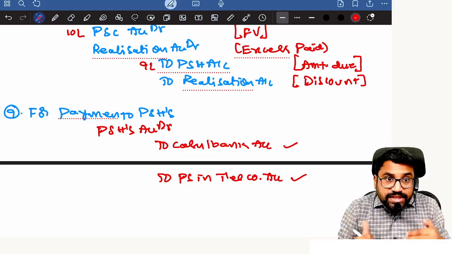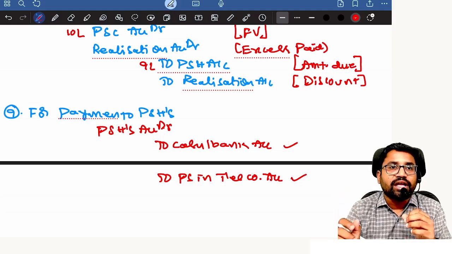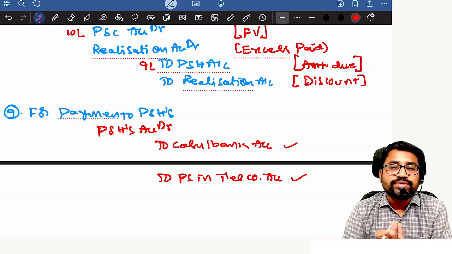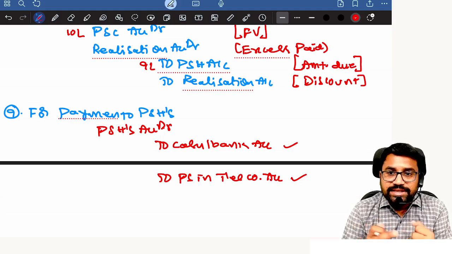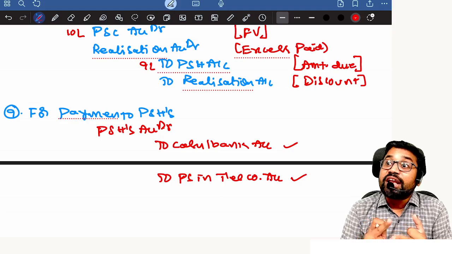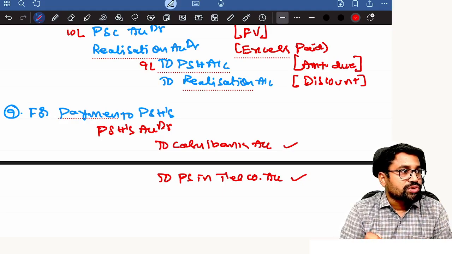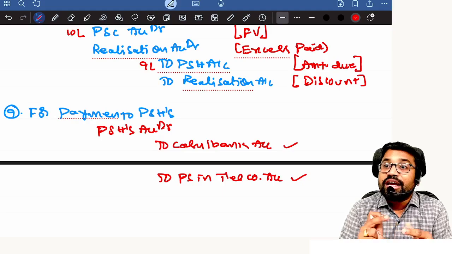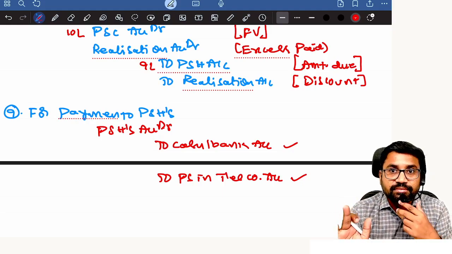So by the time you are writing entry number 9, what are all the items closed in transferor company? Tell me. Assets, liabilities, preference share capital. 3 items closed. Now the thing remaining is only equity share capital, reserves and surplus.